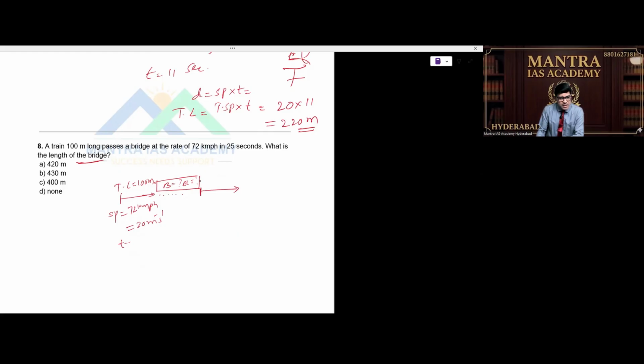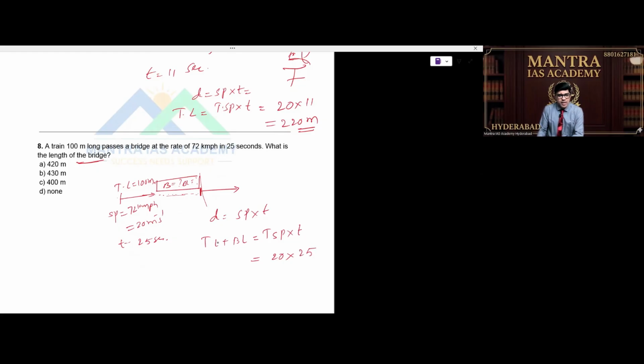So that means up to this indicates the length of the bridge plus the length of the train, so then it is crossed automatically. The time taken to cross this bridge is 25 seconds. Distance is speed into time, but in this case, train length plus bridge length is equal to train speed into time. The train speed, of course, we have 20, and the time to cross that is exactly 25 seconds.